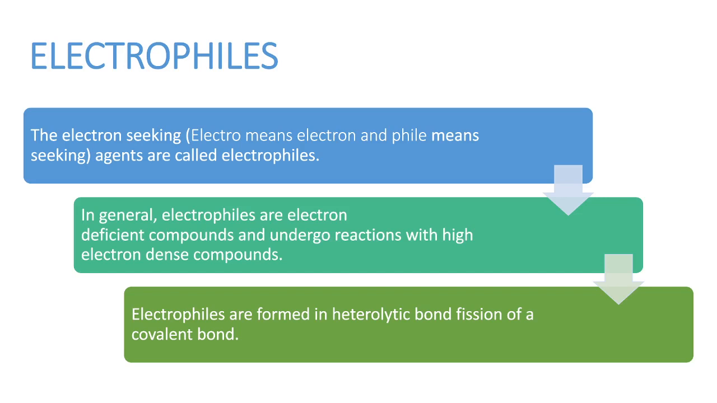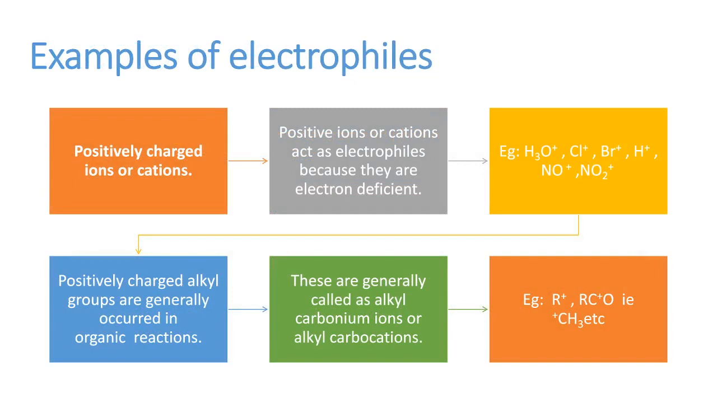Because of that, what happens? One atom gets the positive charge, the other atom gets the negative charge. So the positively charged ion is known as an electrophile. Now let's consider the examples of electrophiles.